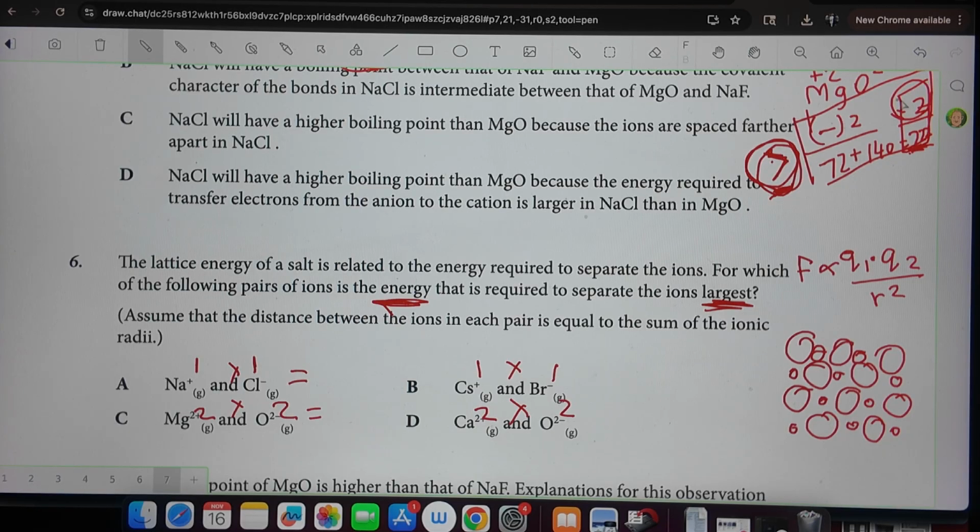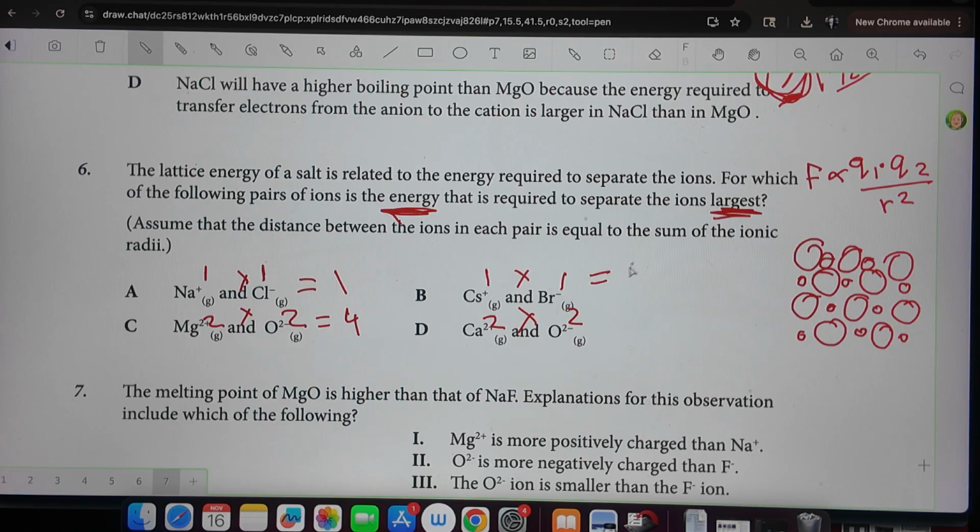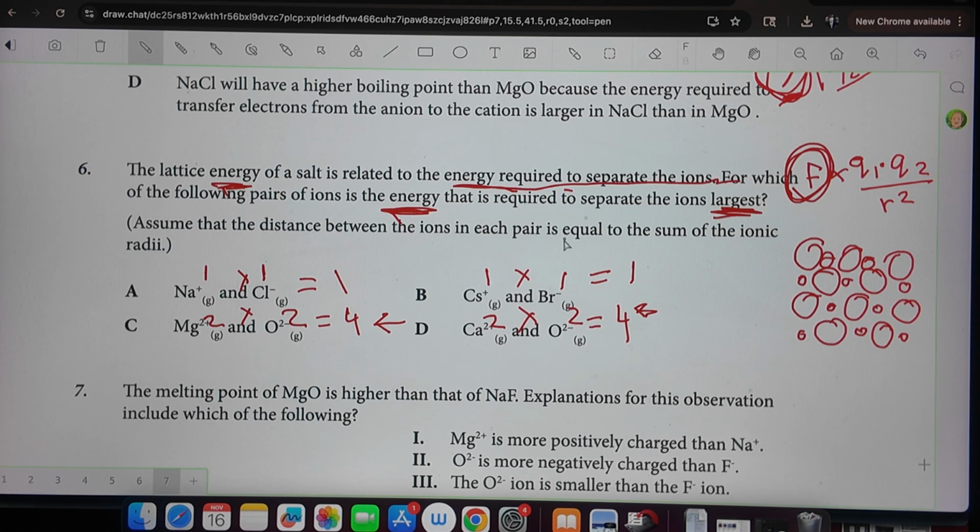By the way, last question, I wrote 2 here. It should be 4 here, not 2. I forgot that; I added them by mistake. But it still comes out the same answer. So 1 times 1 is 1, 2 times 2 is 4, 1 times 1 is 1, and 2 times 2 is 4. And so this one is probably going to be the strongest energy required to separate the ions, which means it would have the strongest attractive force.